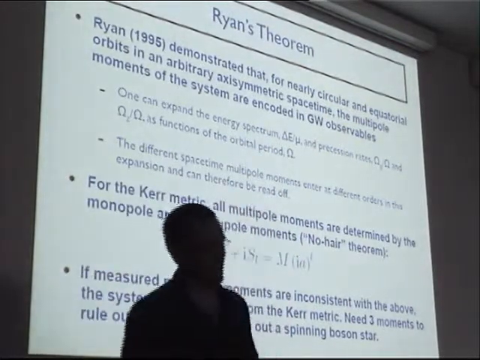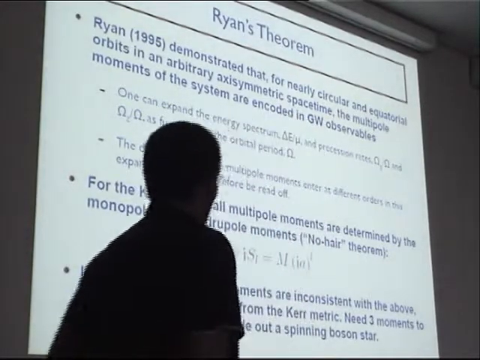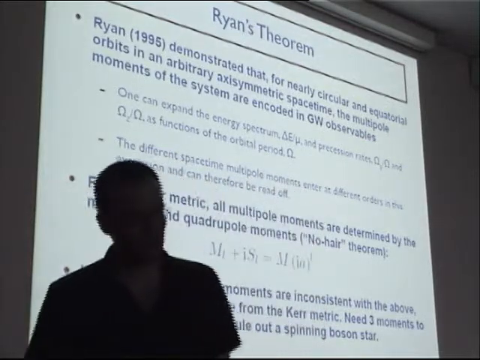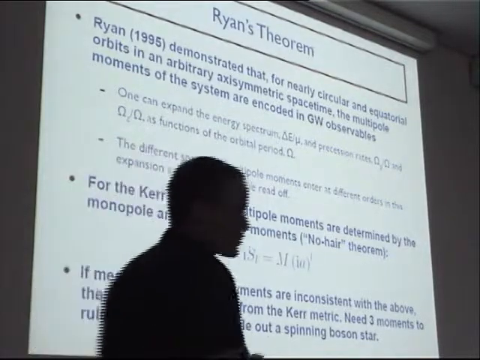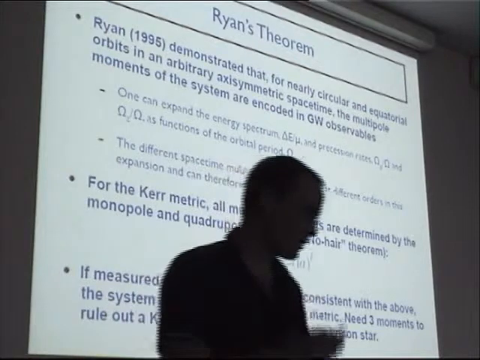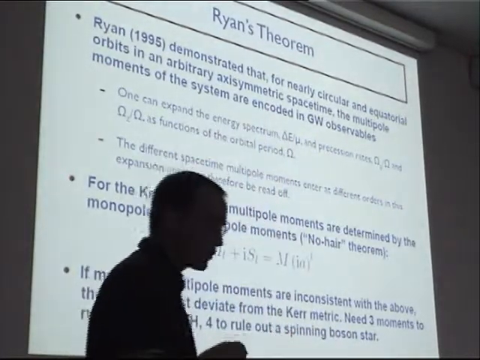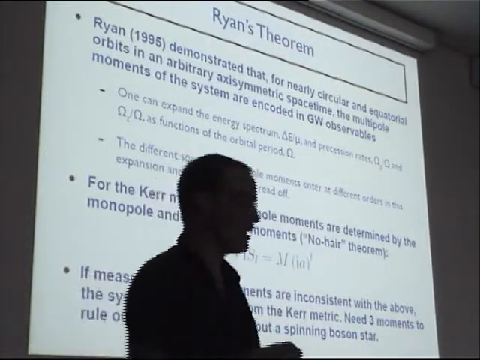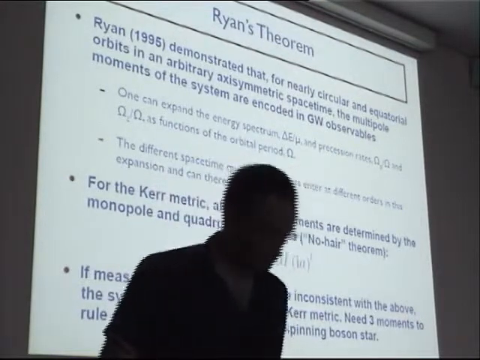Okay, so Ryan's theorem. In this seminal paper in 1995, Fintan Ryan demonstrated that if you had an orbit in an arbitrary spacetime, a spacetime that was axisymmetric but had arbitrary multipoles, if you had an orbit that was nearly circular and equatorial, then the multipole moments were encoded in things that are in principle gravitational wave observables.